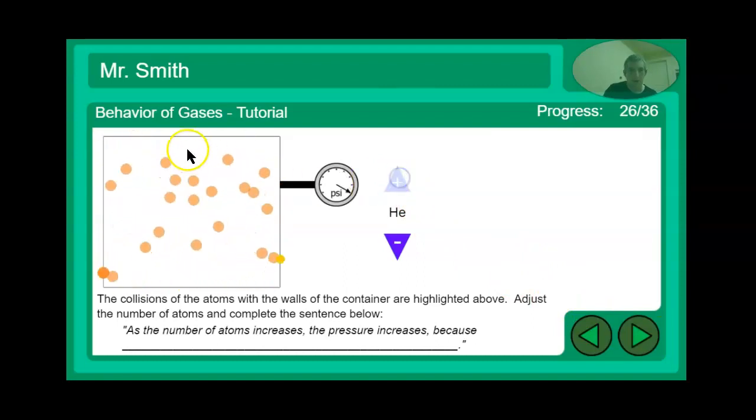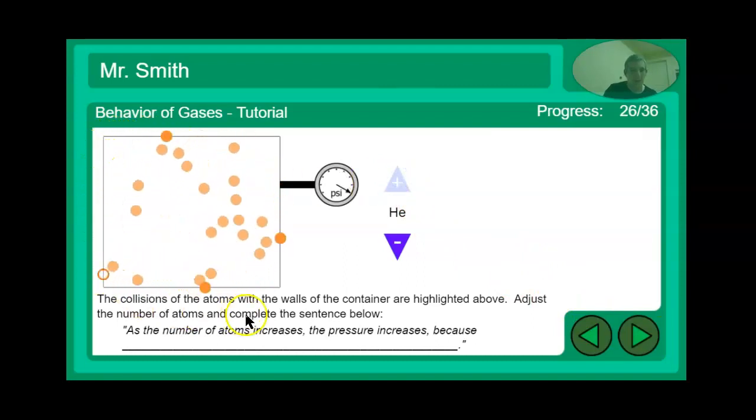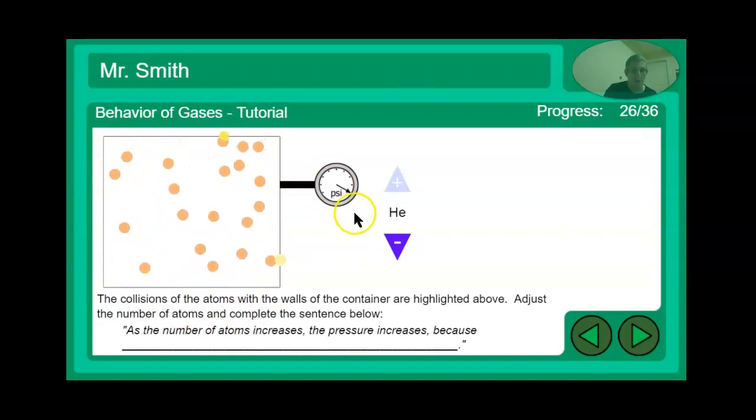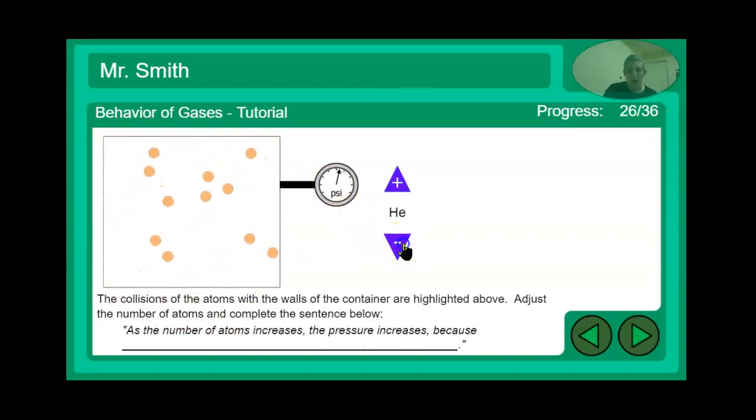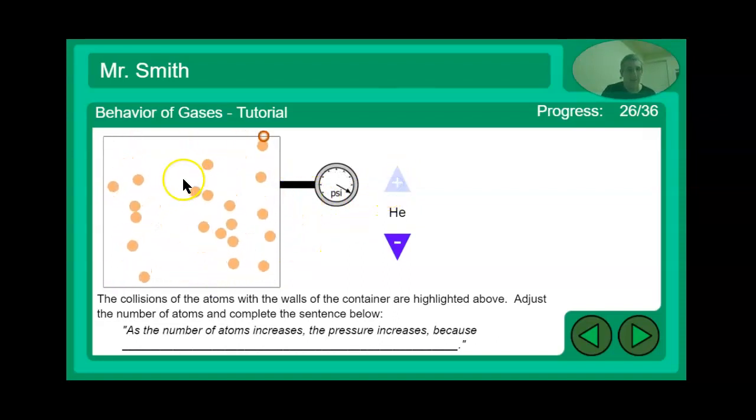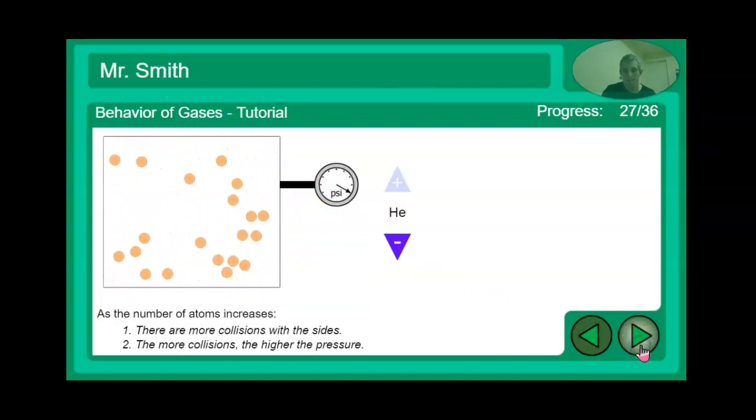So with more gas particles, you can see many more collisions with the walls of the container. If I take out these gas particles, all but one, a lot less collisions with the walls of the container, and we can see that with a very small PSI number. But more atoms gets me more collisions. Again, sometimes it helps to look at the extremes.